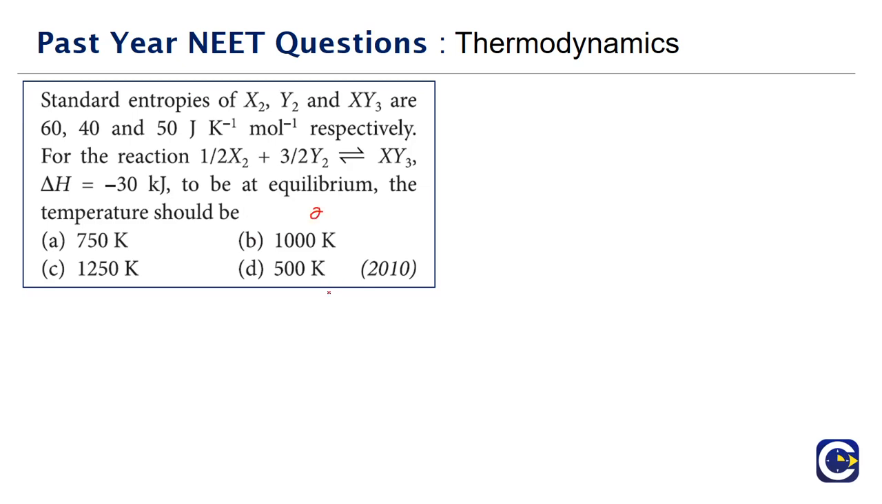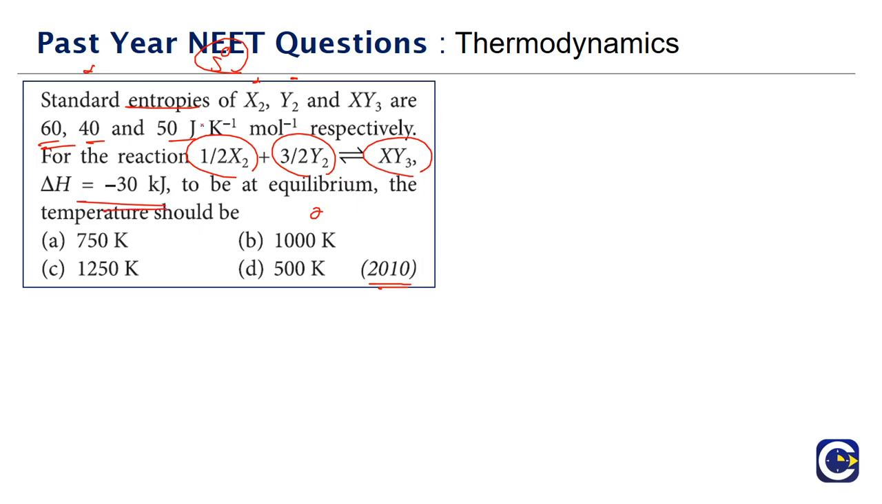Next we have a question based on the equilibrium concept. It's a question that came in 2010. The standard entropies, the S0 values of X2, Y2 and XY3, are 60, 40, 50. For the reaction half X2 plus 3 by 2 Y2 gives rise to XY3, delta H is minus 30 kilojoule.